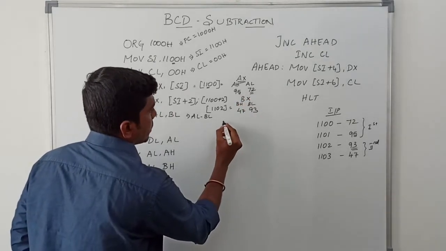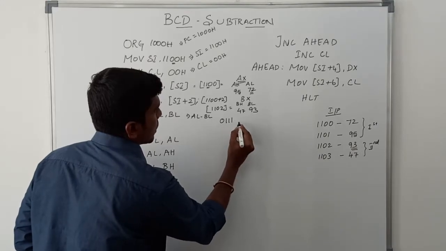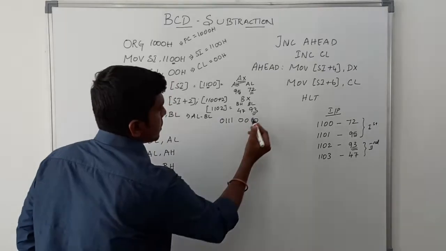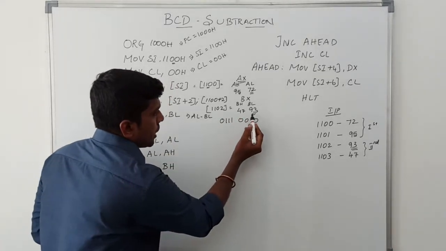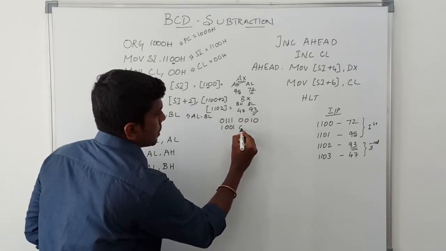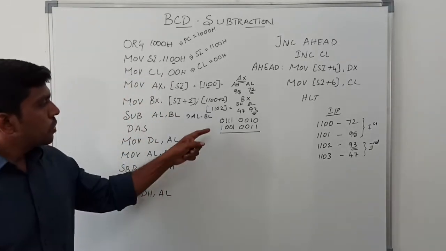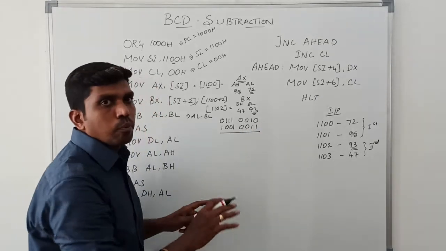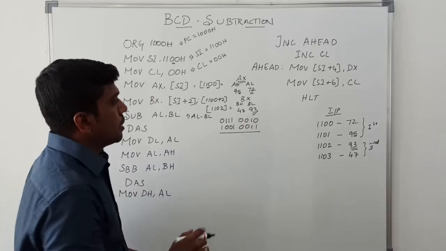You can write the binary number for this 72 as 0111 0010. The BL register holds 93. You can write the binary number for 93 as 1001 0011. Now you subtract these two values. 0 minus 1, there is no possibility to subtract. So you get a borrow from the nearest bit.